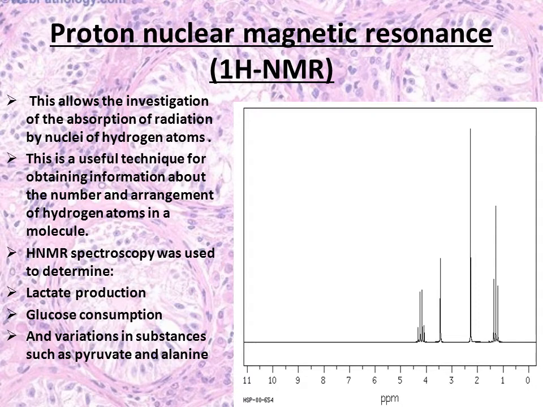Proton NMR spectroscopy investigates the absorption of radiation by the nuclei of hydrogen atoms and is therefore a technique for obtaining information about the number and arrangement of hydrogen atoms in a molecule. Proton NMR is used to determine the metabolite variations in the absence and presence of insulin in human Sertoli cell-enriched cultures. Proton NMR was used to determine lactate production, glucose consumption, and variations in substances such as pyruvate and alanine.